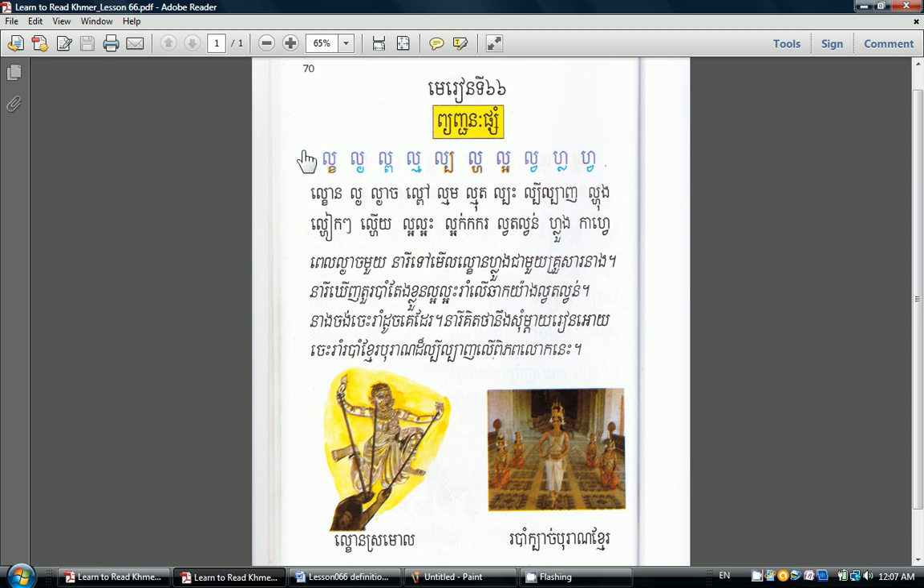These consonant clusters follow the second series consonants, with the exception of the consonant clusters with subconsonant ka, subconsonant ba, subconsonant ha, and subconsonant R that follow the first series consonants. Okay, so now let's read the consonant clusters.